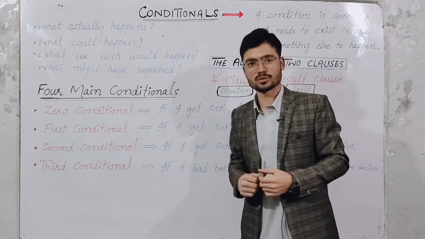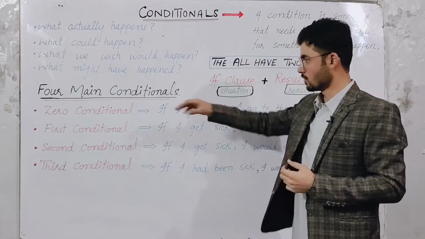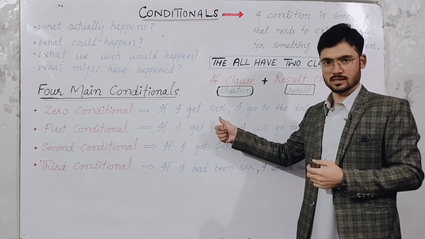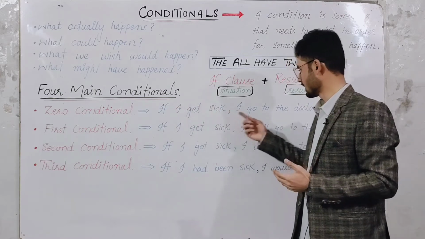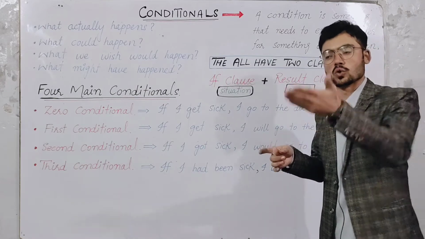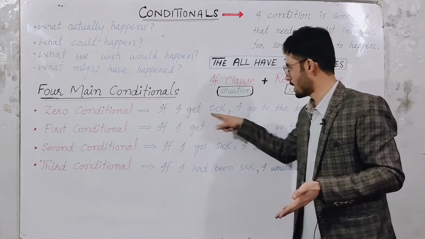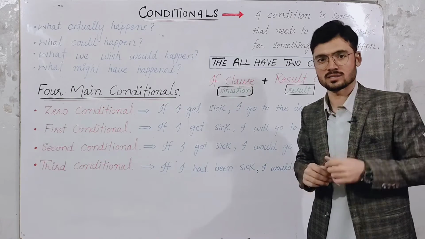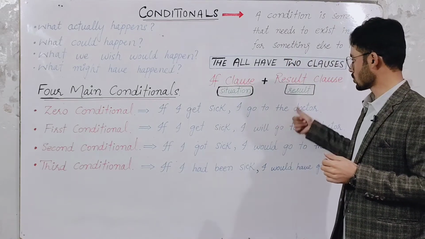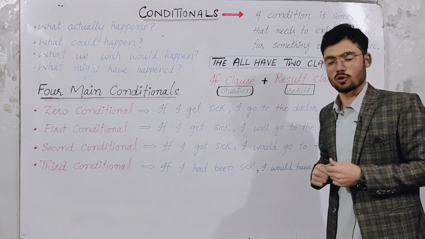There are some examples of the conditionals. First of all, the zero conditional: If I get sick, I go to the doctor. This if part is the if clause, and there is the situation and condition. I go to the doctor is the result clause.